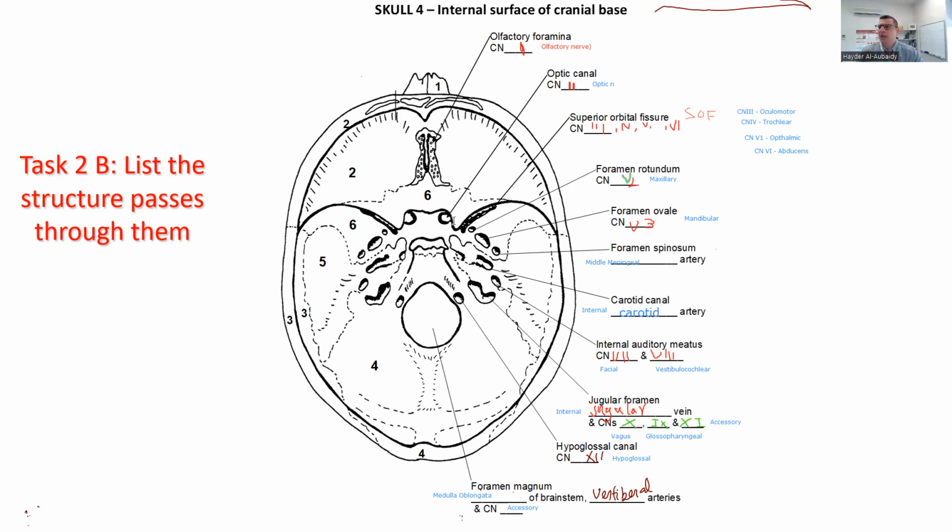Okay, gotcha, no problem. So the superior orbital fissure permits the passage of 3 main cranial nerves and 1 branch of a 4th cranial nerve. Cranial nerve 3, CN III, is the oculomotor nerve. Cranial nerve 4, CN IV, is the trochlear nerve. Cranial nerve 6, CN VI, is the abducens.